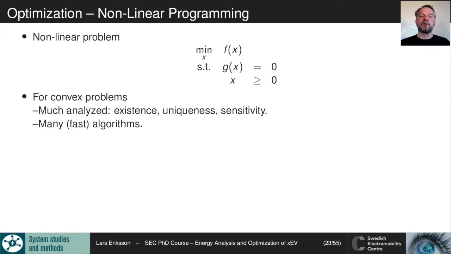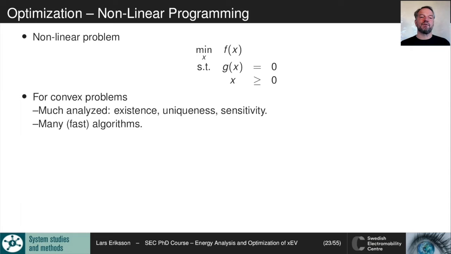Then we have nonlinear programming. Then the problem is nonlinear, and we have a general nonlinear function, and we can have a general function for the constraint, and we also can have non-negativity if we would like to put it in canonical form. For convex problems, when F is convex and G postulates a convex space, then there's a lot of theory available. We have existence, we have uniqueness, we have sensitivity analysis, and there are many fast algorithms that can solve this very efficiently.